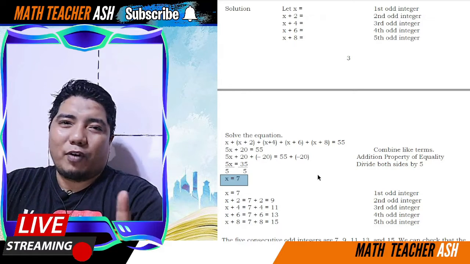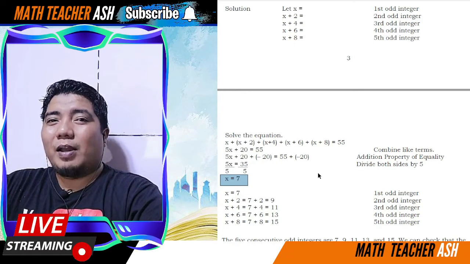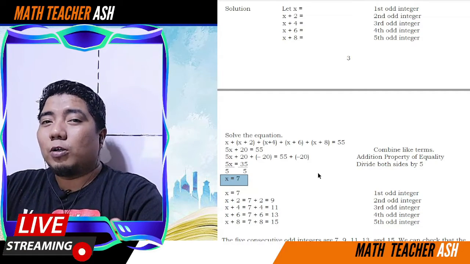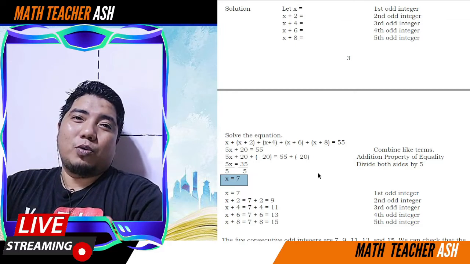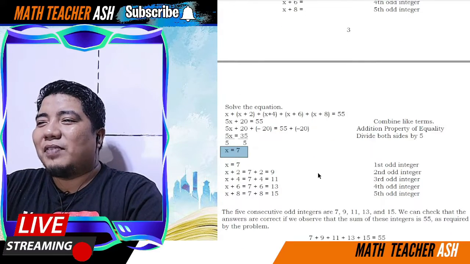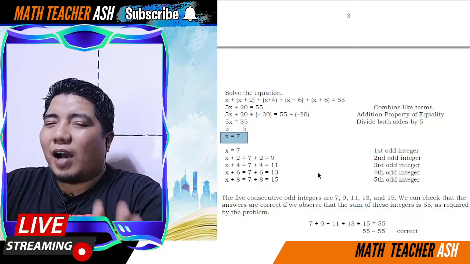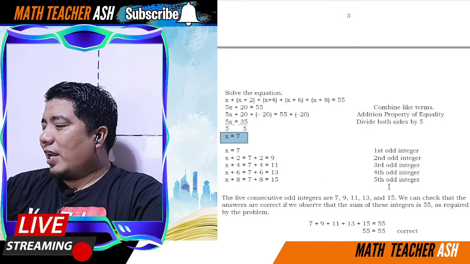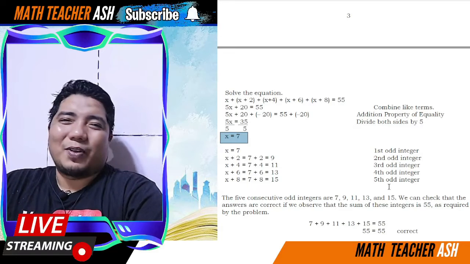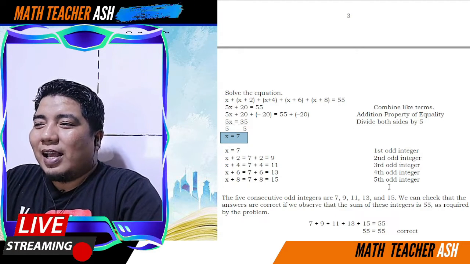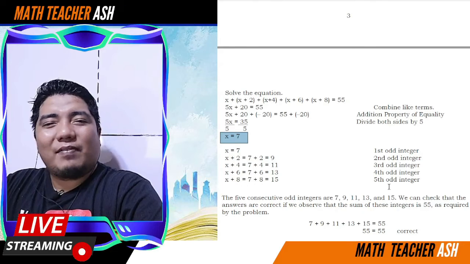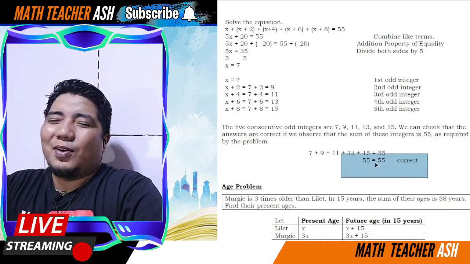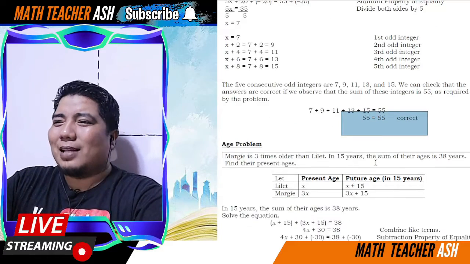So, therefore, your first number is 7 plus 2, 9 plus 2, 11 plus 2, 13 plus 2, 15. Okay, so your 5 numbers, or 5 consecutive odd numbers or integers, are 7, 9, 11, 13, and 15. Okay, so kapag i-check mo naman, you just try to add 7, 9, 11, 13, and 15, and the answer is 55. Okay, so ganun lang kadali, my dear math learners.